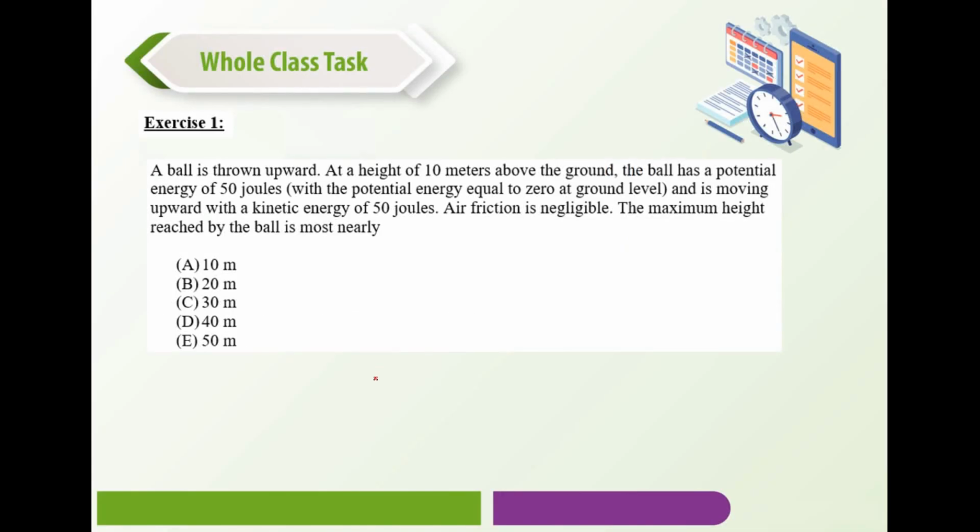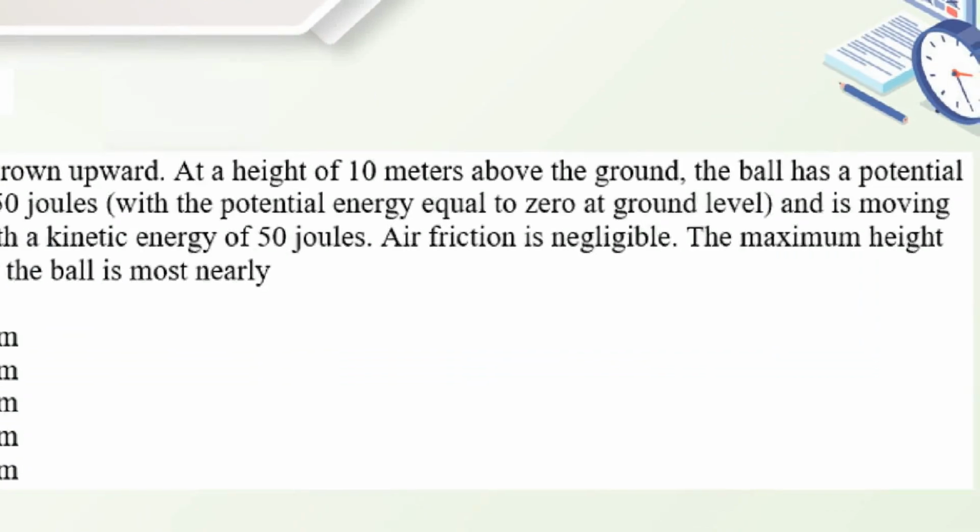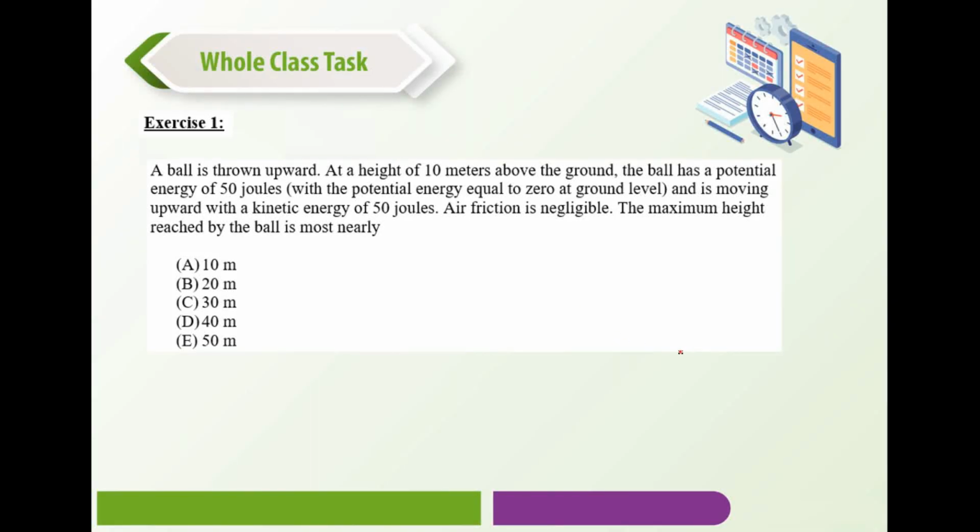Now, exercise 1. A ball is thrown upward at a height of 10 meters above the ground. The ball has a potential energy of 50 joules and is moving upward with a kinetic energy of 50 joules, with a potential energy equal to 0 at the ground level. So let's draw a diagram. This is the ground, and that's the PE level. Now, at a point in space, which is the point A, 10 meters from the ground, we have kinetic energy equal to 50 joules, and we have gravitational potential energy at A equal to 50 joules.